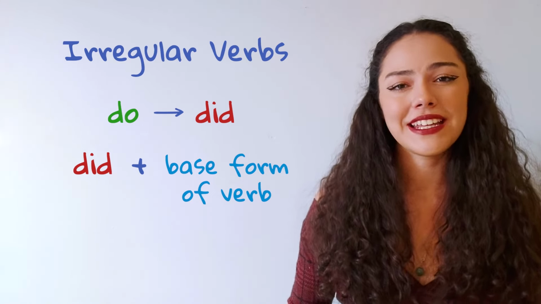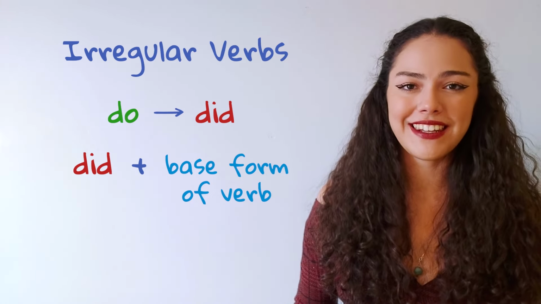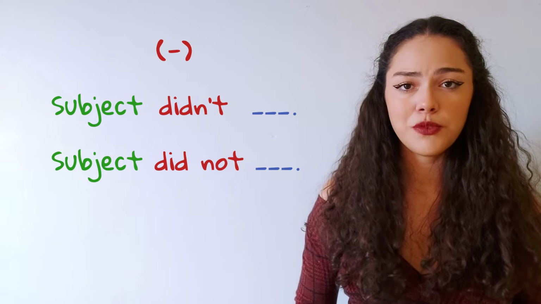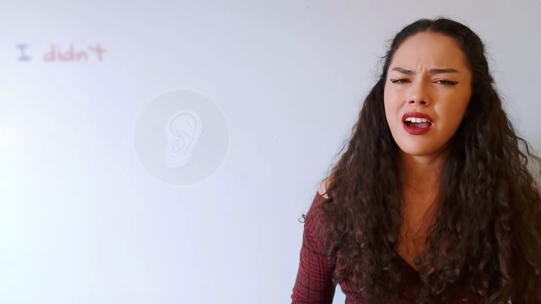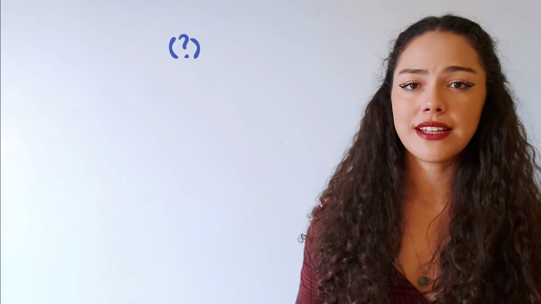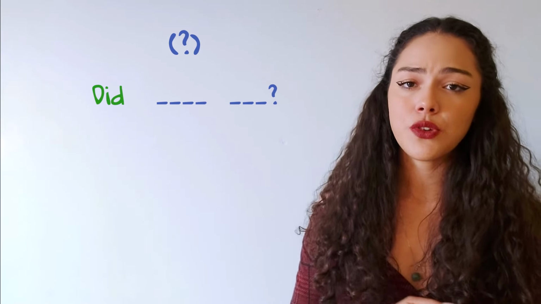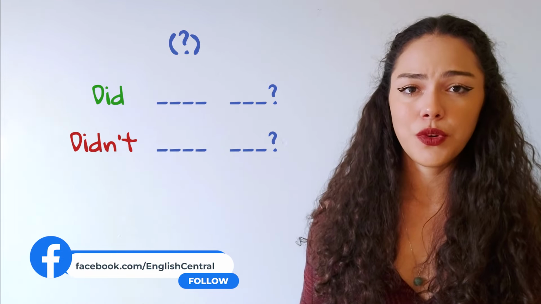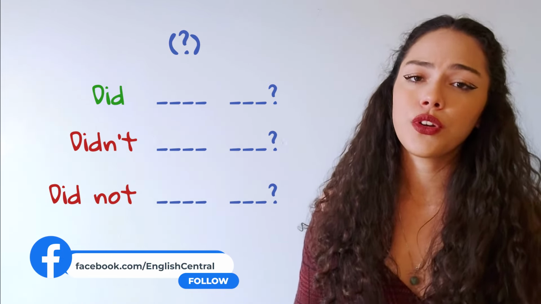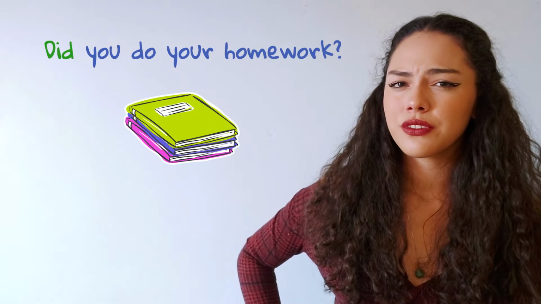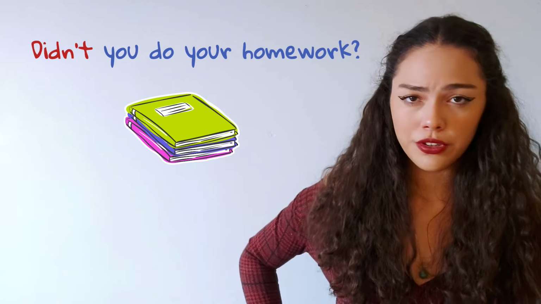Let's dig deeper and give some examples for better understanding. When you form a negative sentence, you must add didn't or did not after the subject. As an example, I didn't hear what you said. If you want to form a question sentence, what you need to do is to add did at the beginning of the sentence. If it's a negative question, add didn't or did not. Examples. Did you do your homework? Didn't you do your homework?